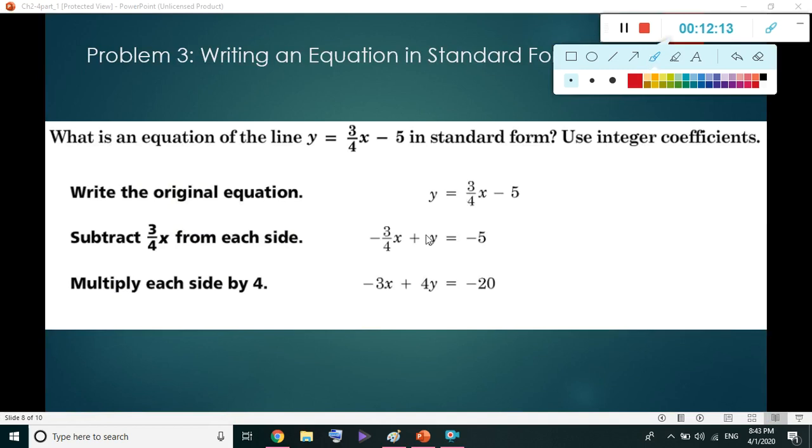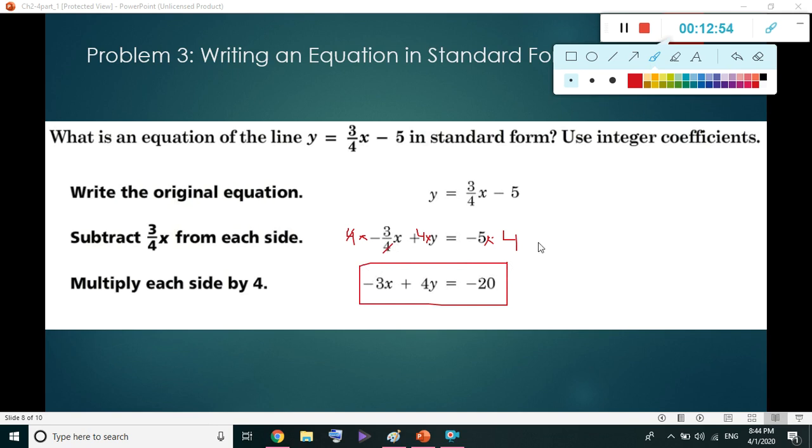So here they moved the 3. Oh, they used the integer coefficient, so they wanted us to make it as one integer, not as a fraction here. So they moved up to here, then they multiplied everything by 4, so they can cancel this 4 and 4, then multiplied by 4 and multiply by 4, all of this, so they can put this as an integer. So it's going to be negative 3x plus 4y equals 20. That's the final answer here.